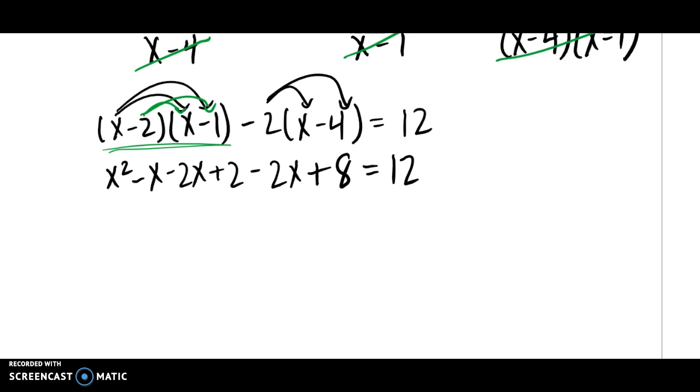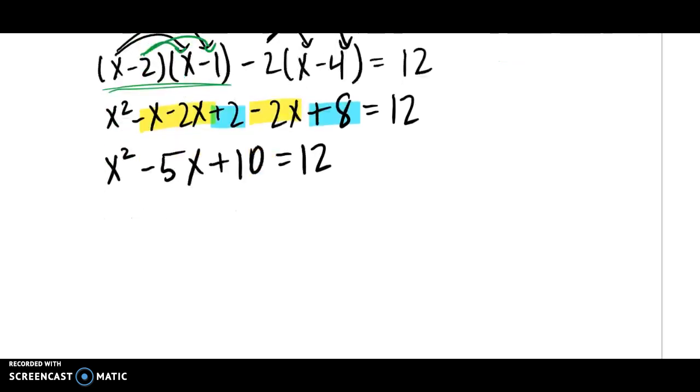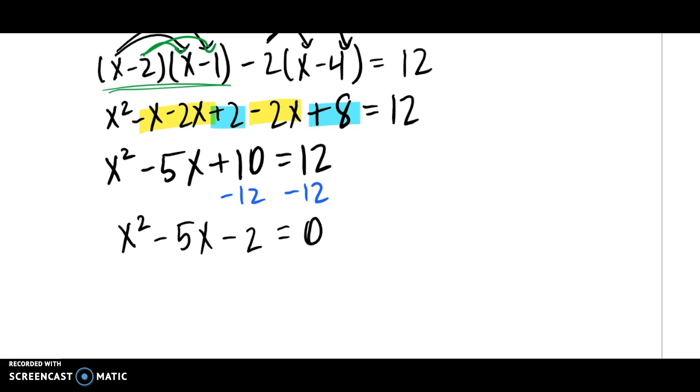Now we can combine like terms. These are x's, x's, and then we have numbers. So let's do that. We have x squared, and then -x minus 2x minus 2x would be -5x. Then +2 and a +8 would give us +10 equals 12. Now let's move that 12. We should get x squared minus 5x minus 2 equals 0.